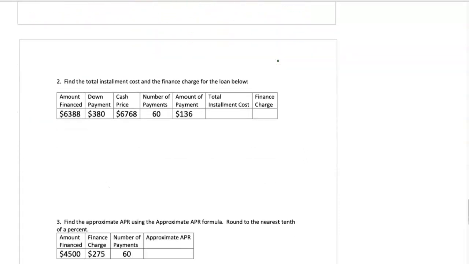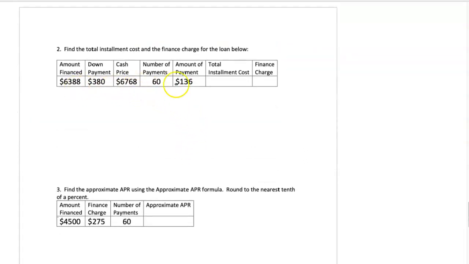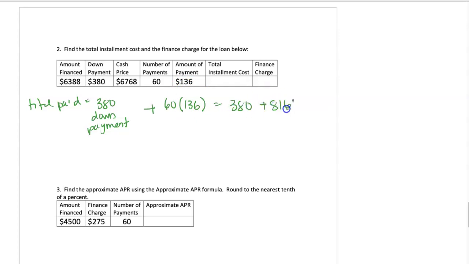Question 2, find the total installment cost and the finance charge for this situation. So for the total paid, the total installment cost, that's our down payment, plus there were 60 individual payments of $136 each. So that's $380 for the down payment, plus $8,160 when we've made all 60 payments of $136 each, for a total of $8,540.